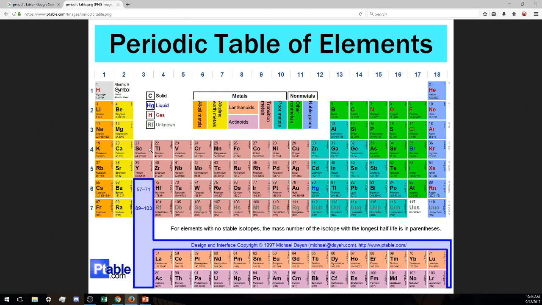Now that I'm in scandium, I have to worry about what's called the d block. This is going to be everything that's in the middle of the periodic table. I'm trying to circle with my little magnifying glass. Don't worry about this blue block thing; we'll talk about that in a second.